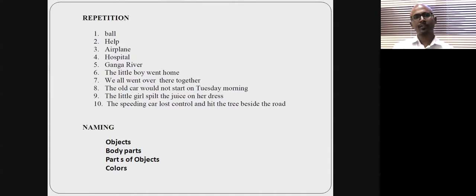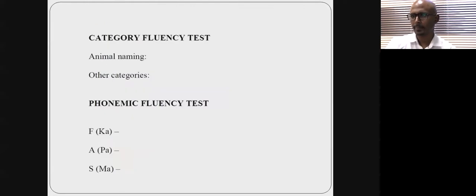Naming actually depends on the anterior temporal lobe, its connection to the language areas, and its distribution to wide parts of the brain. So it has limited localization value, but you can get selective naming problems. So we ask people to name objects, body parts, parts of objects, and colors.